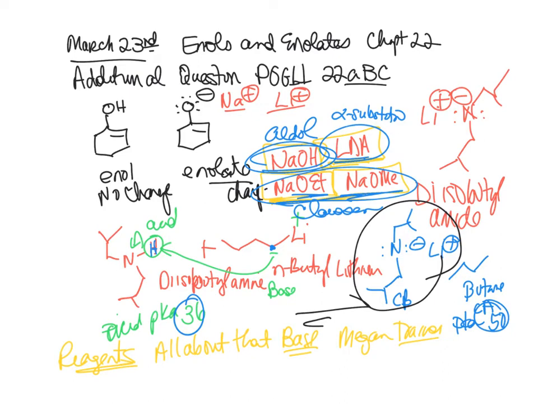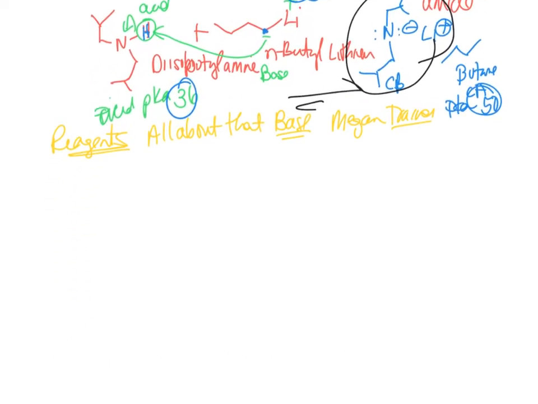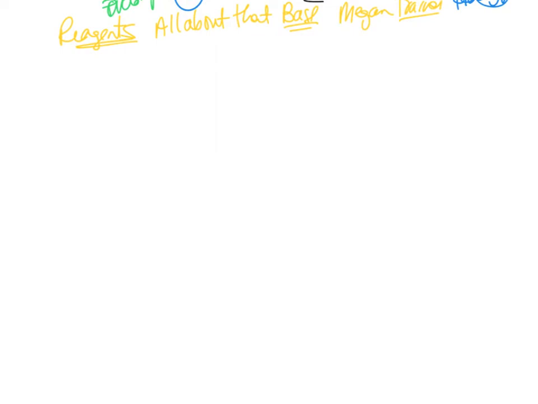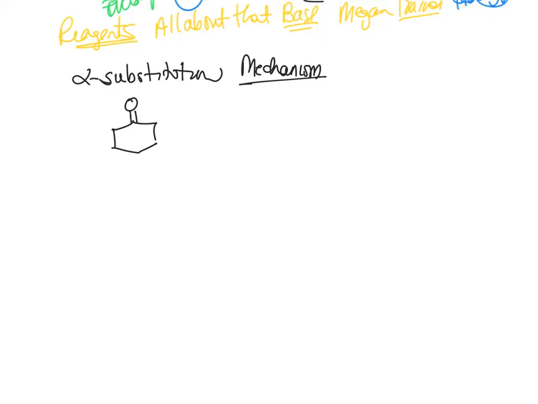Okay, so what's an alpha substitution reaction? Well, alpha substitution. That is the mechanism, by the way. You're going to have to know the mechanism. This is your new mechanism. So if you take this ketone here, okay, you all know that that's cyclohexanone. And you know it's a ketone. Now, if you react this with sodium hydroxide, now I'm going to give you some new information that you might not be aware of.